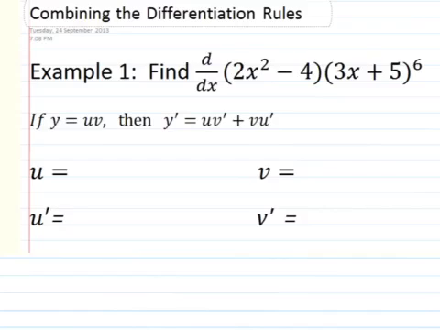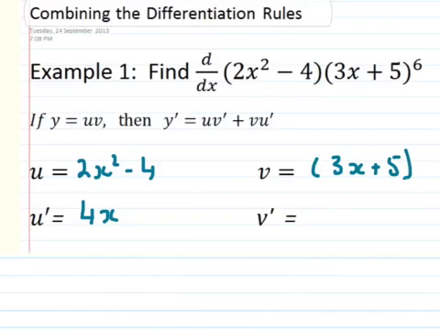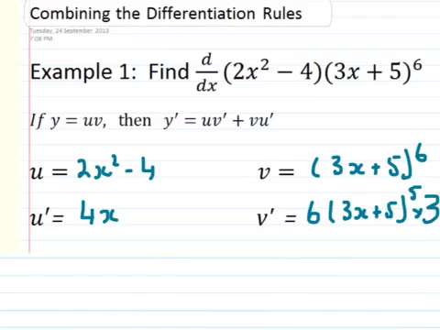Okay, so let's proceed. U is equal to, well, obviously 2x squared minus 4, which would mean that U dash equals 4x. Okay, and V is equal to 3x plus 5, all raised to the power of 6. And the derivative of that, of course, is bring down the 6. Write down what's in brackets, which is 3x plus 5. Lower your index by 1. And then times by the derivative of what's in brackets, so that's 3.